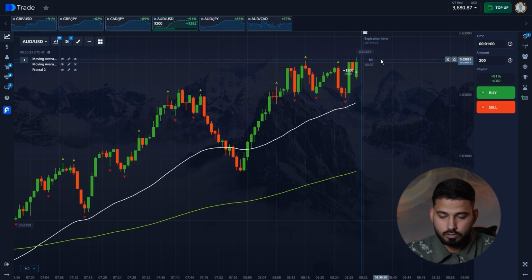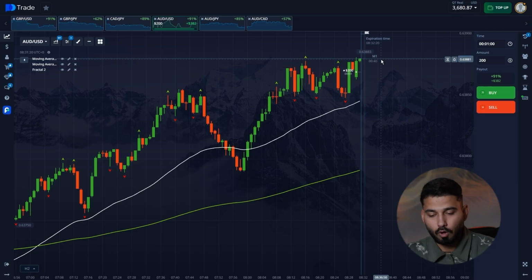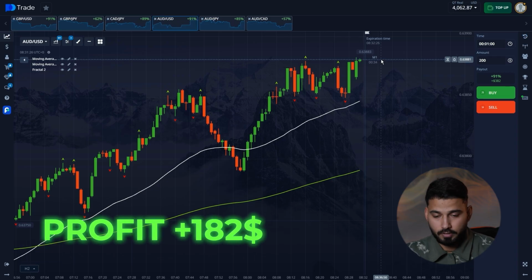Loss offset is a useful tool, guys, but don't overuse it. Try not to risk too much of your deposit or you could wipe out your trading account. Start by risking 5 to 10%, no more. It's even better to start with 2 to 3%. I'm almost closing this position, a few more seconds, and yes, another successful trade is finished.